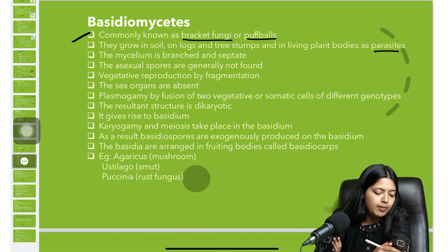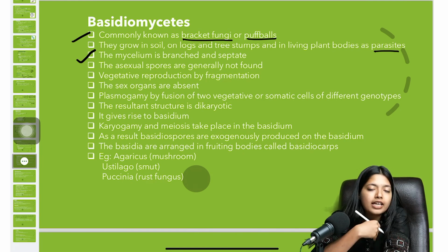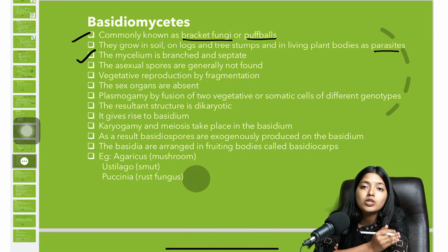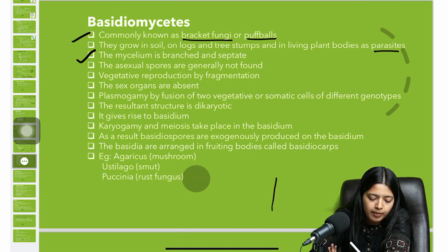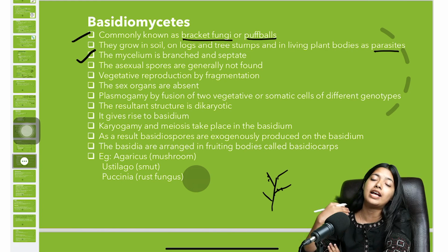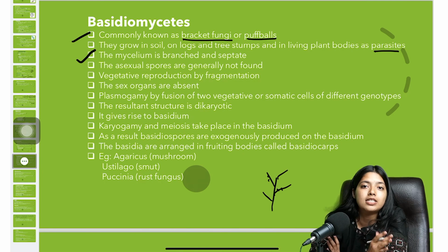Now about their mycelium, their structure. Mycelium is branched and septate, just like ascomycetes. Basidiomycetes also have branched and septate mycelium. Cross walls are present. Septate means cross walls or septa are seen. So they have branched and septate mycelium.